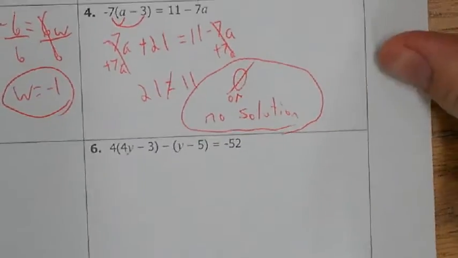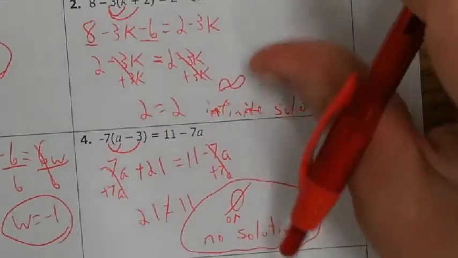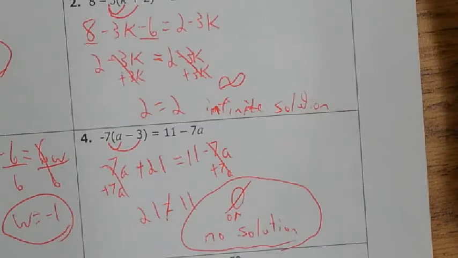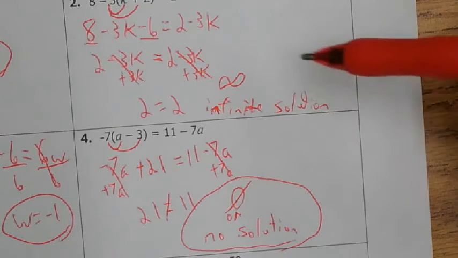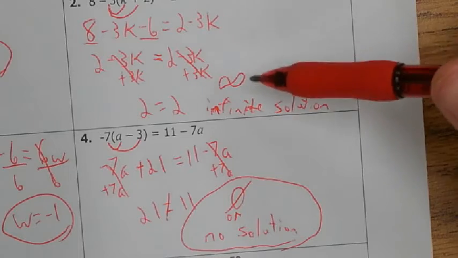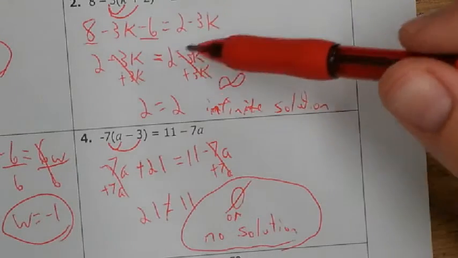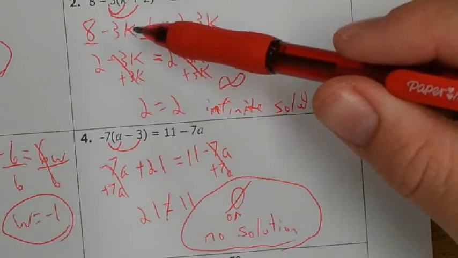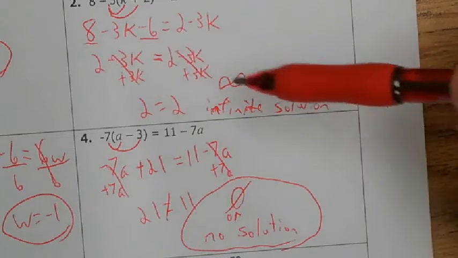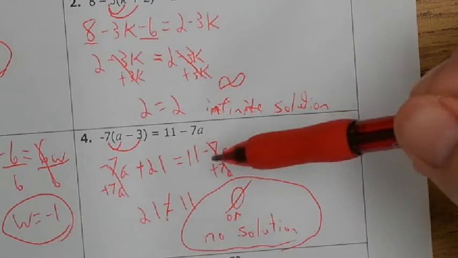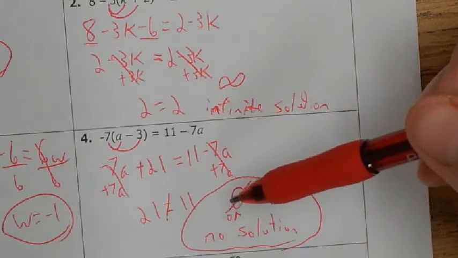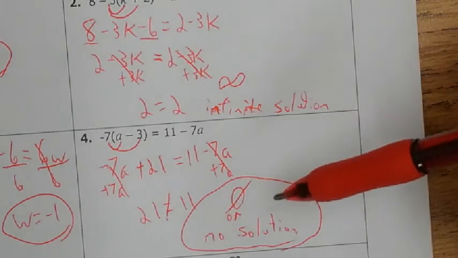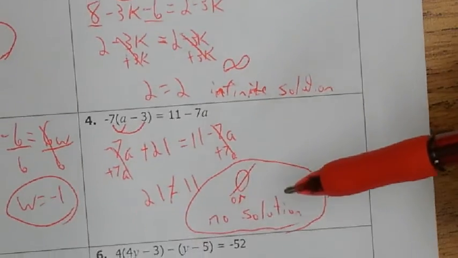So if they do not equal each other, it's no solution. If they do equal each other, it's infinite solution. And what that actually means is that for k up here, you could plug in literally any number you wanted and it would work. If you put in 3 for k, if you put 219 in for k, you would still get the same answer. What it means for 4 is that there's no variable you can put in for a to get the right answer. So there's nothing in this world that will work.